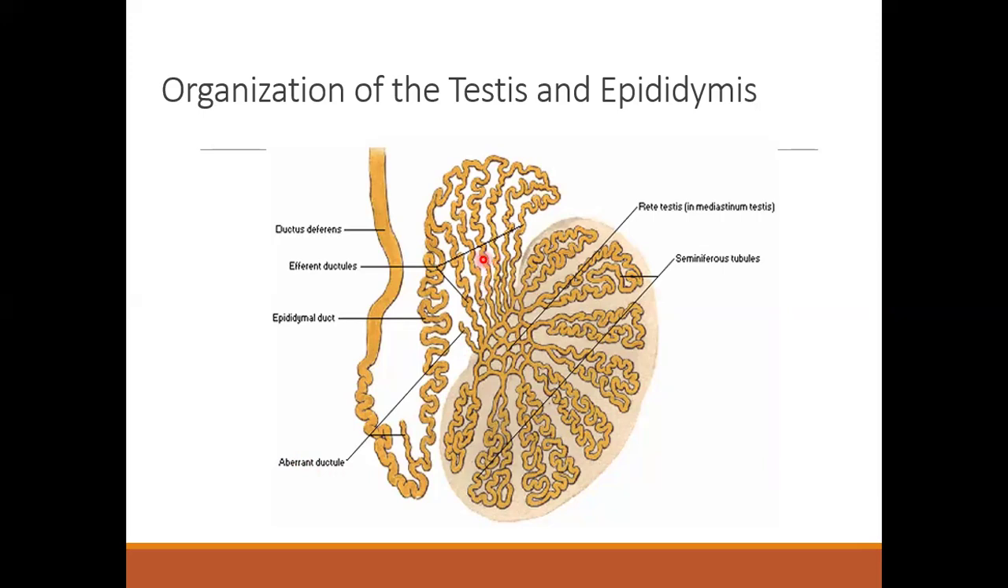Aberrant is faulty. I mean, a ductile which is incomplete. So if sperms get here, they will just be locked up here, and they won't go any further. When you have things which are too many, they're likely to have some fault.